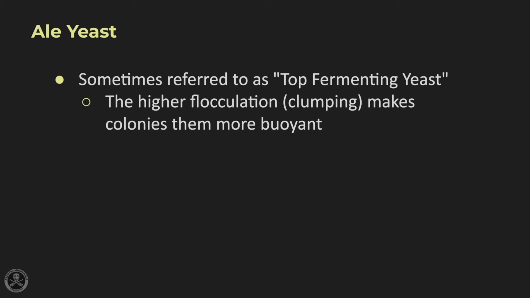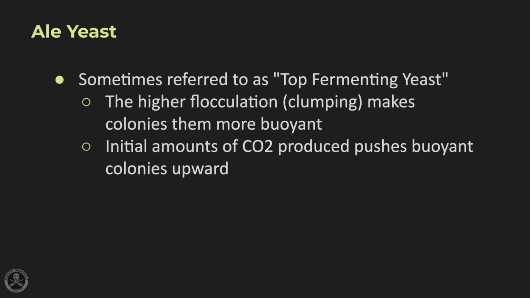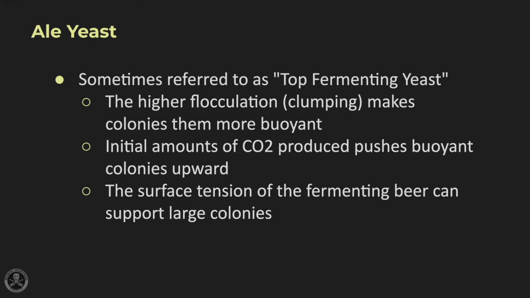These clumps of flocculated yeast are more buoyant when they're stuck together. With that, the initial CO2 byproduct production in fermentation lifts these flocculated colonies to the top of the fermenter. While there, the colonies are still light enough that the surface tension of the fermenting wort, now technically beer at this point, are able to hold and collect these colonies at the top of the fermenting beer.